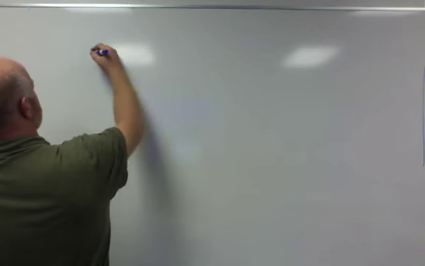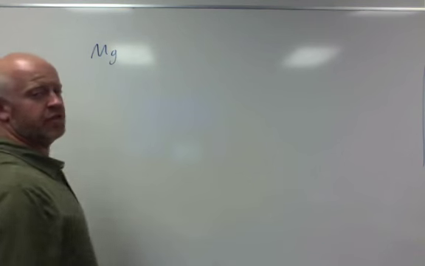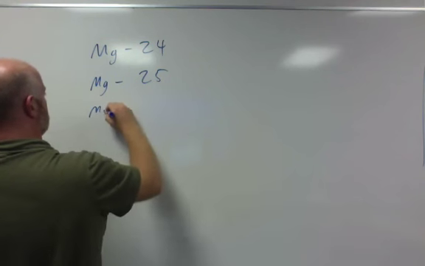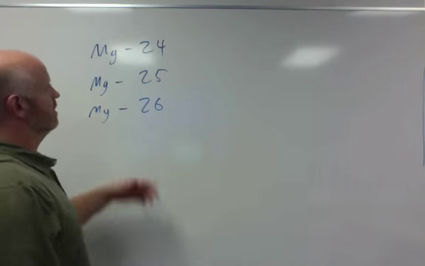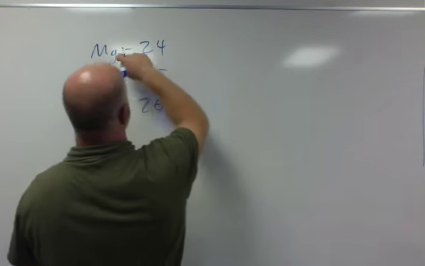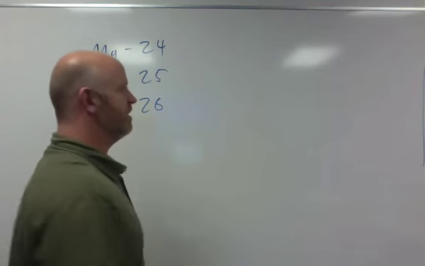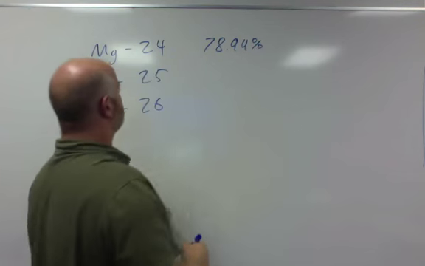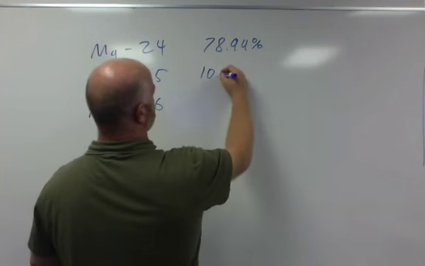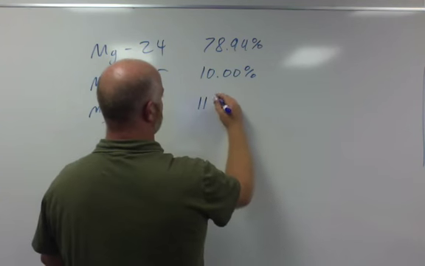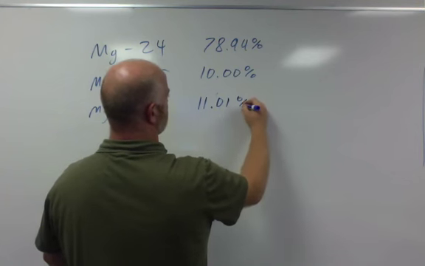So for example, if I have magnesium, and magnesium has 3 different isotopes. So we could have magnesium with a mass of 24, magnesium with a mass of 25, and magnesium with a mass of 26. So these are all different mass numbers for the magnesium. The percent that magnesium 24 is in our world is 78.99%. The percent that 25 is only 10%. And the percent that magnesium 26 is 11.01%.